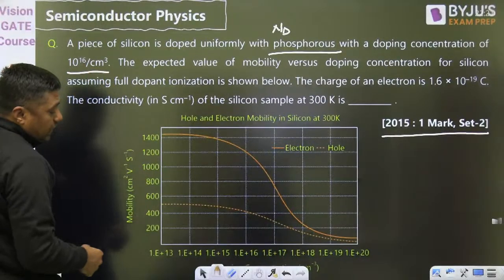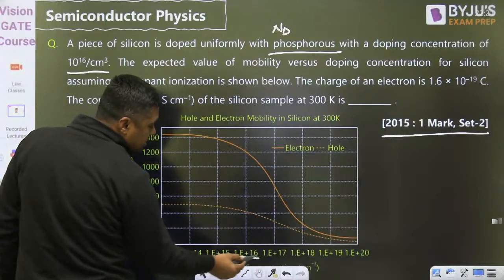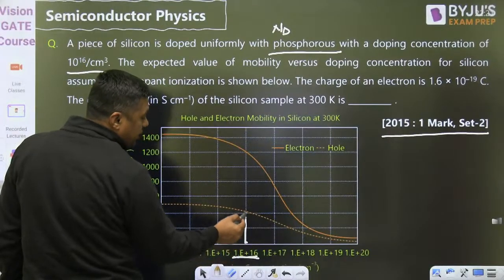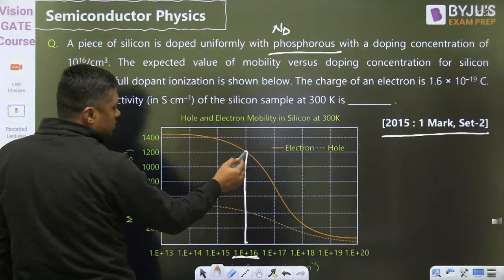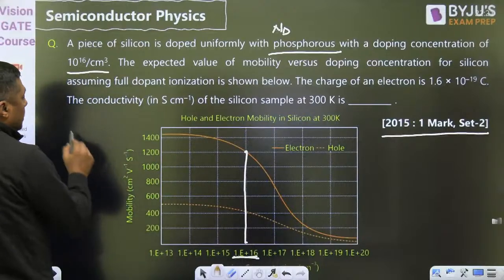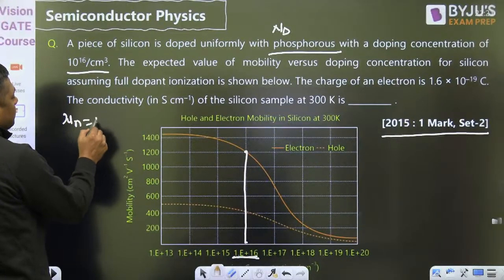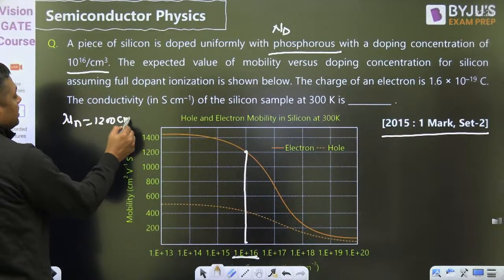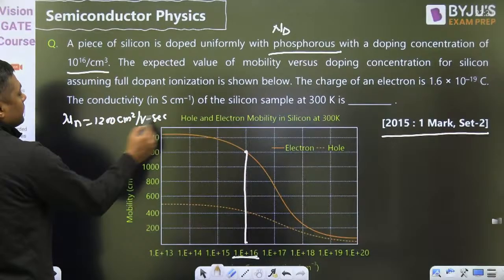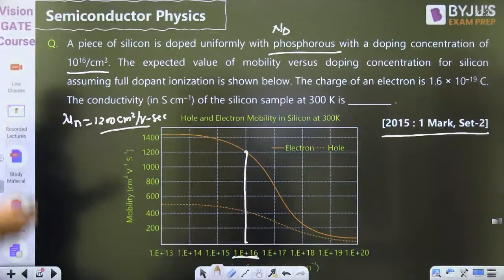So where is the 10 to the power 16? 1 into 10 to the power 16. This is the doping. So what is the mobility at this point? This is the mobility, 1200. The mobility of electron at that point is 1200 centimeter square per volt second. That is the mobility from the graph.